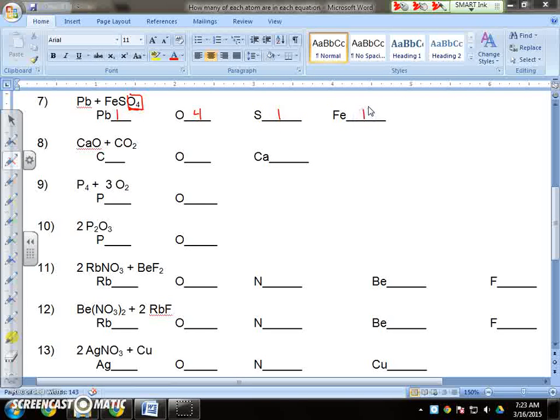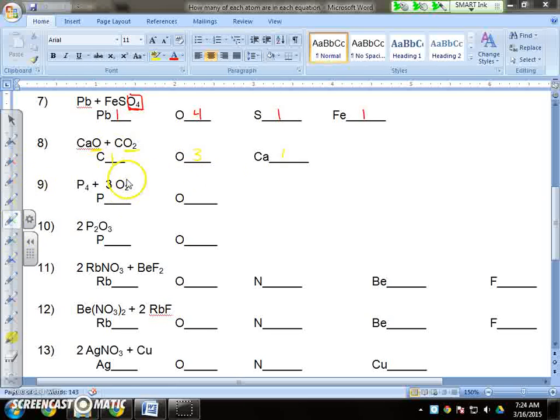Really, really simple. Again, the same basic idea for number 8, CaO plus CO2. The only weird guy is I've got an oxygen here and an oxygen here, so I know I'm going to take that 1 plus that 2 to give me 3 oxygens, 1 calcium, 1 carbon. Really, really simple.